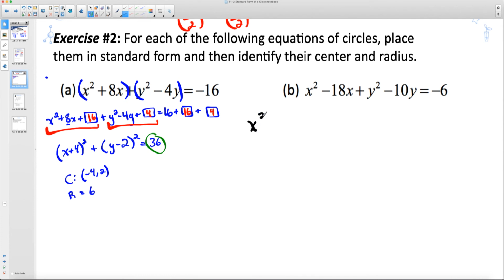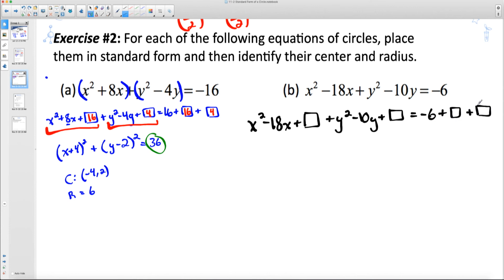So we have x squared minus 18x plus some number, plus y squared minus 10y plus some number, equals -6 plus those numbers that we add. So we're going to start completing the square. We're going to do that process.